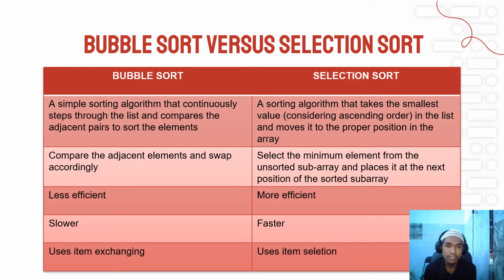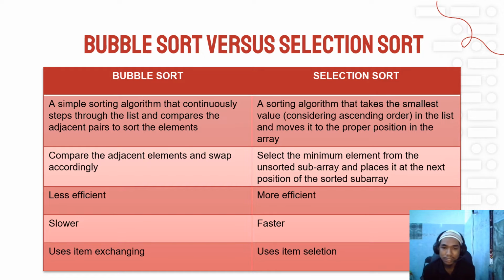Next is bubble sort versus selection sort. For bubble sort, it is a simple sorting algorithm that continuously steps through the list and compares adjacent pairs. But selection sort is a sorting algorithm that takes the smaller value, considering ascending order in the list, and moves it to the proper position in the array. Next, bubble sort compares the adjacent elements and swaps accordingly.